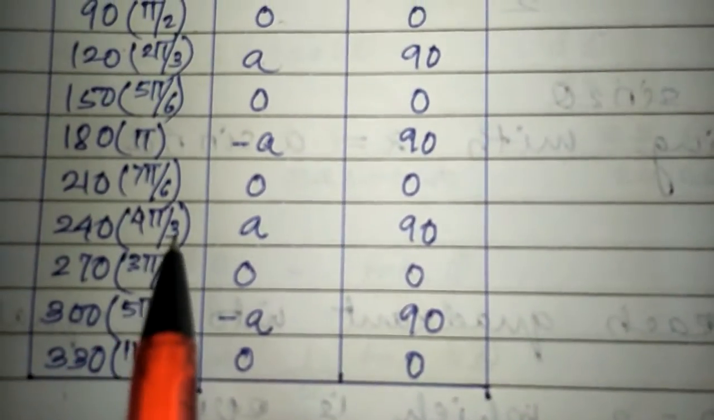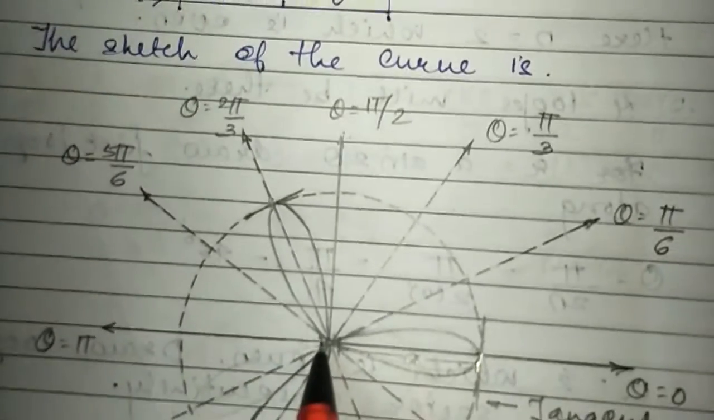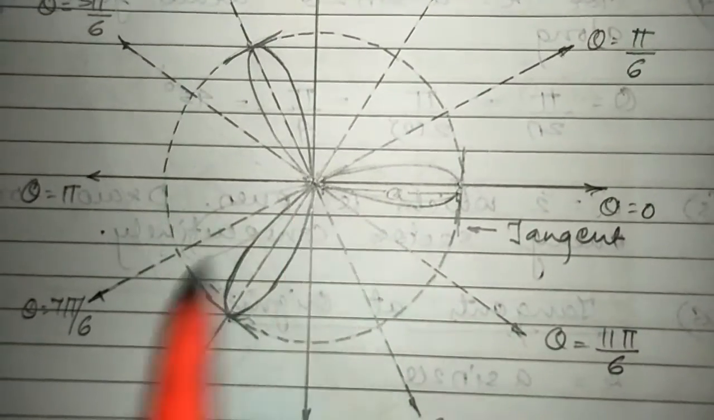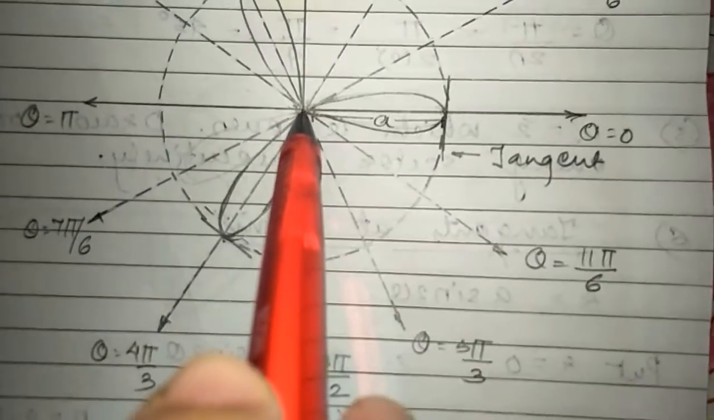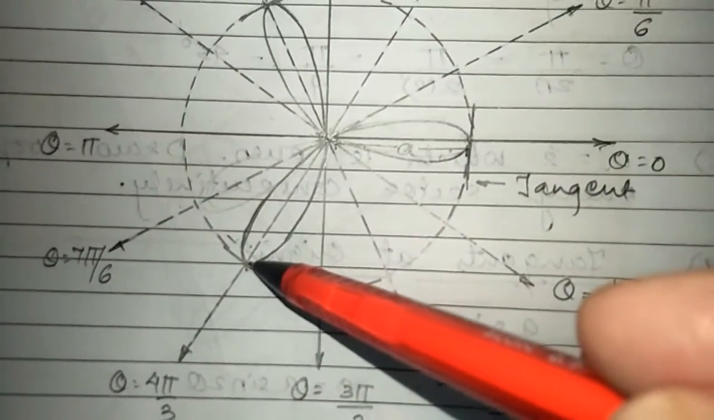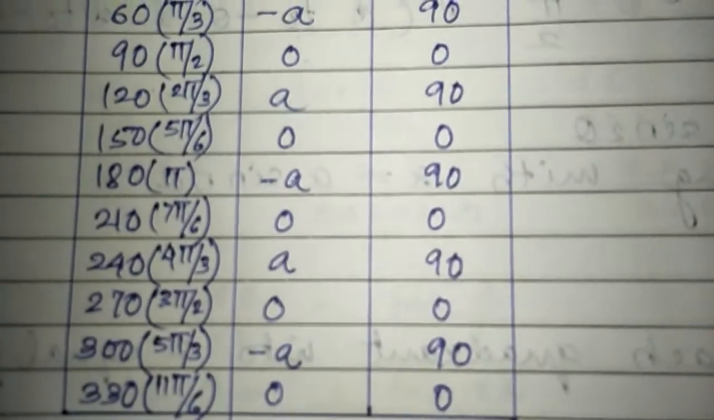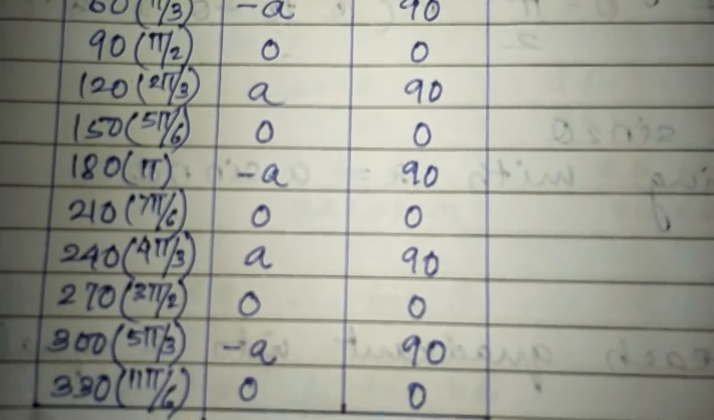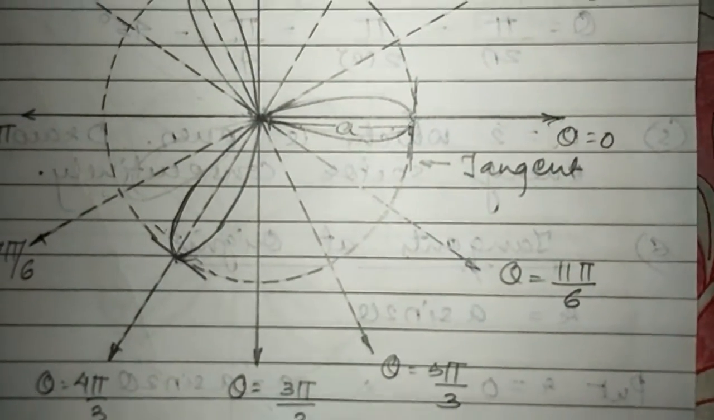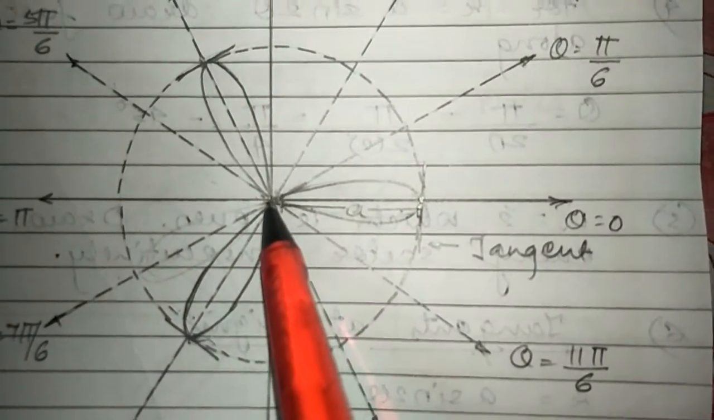Then next comes 4 pi by 3, it is a. 4 pi by 3, that is 240 degree. So from this point we are here. Theta is equal to 7 pi by 6, it was 0. Now for 4 pi by 3 we have it as a. So from this point we will proceed to this point. So it will be a. Then for 270 degree it is again 0. You can see from here, this is theta is equal to 3 pi by 2, that is 270 degrees. It is again 0. So it will be at this point.